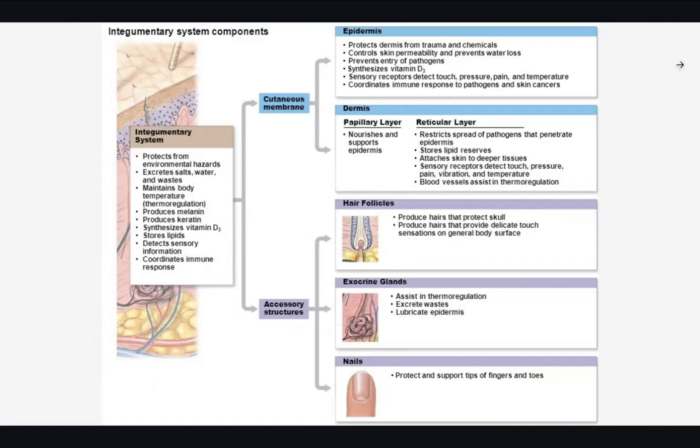Okay, so our integumentary system has for its role or function the following. One would be protection, from other external hazards. Another one is the excretion function, which would be responsible for removing excess salt, water, and waste products in the body through perspiration. Then you have thermoregulation.